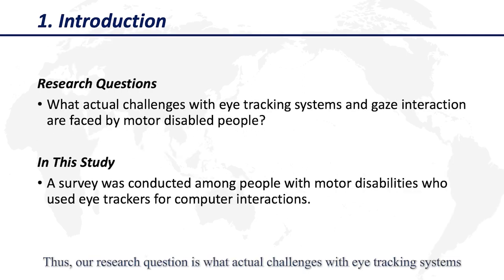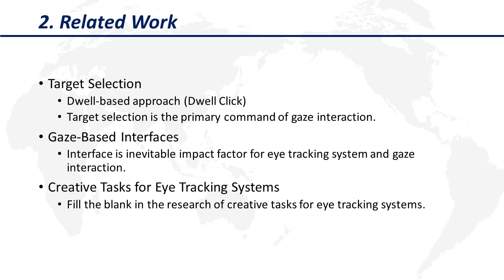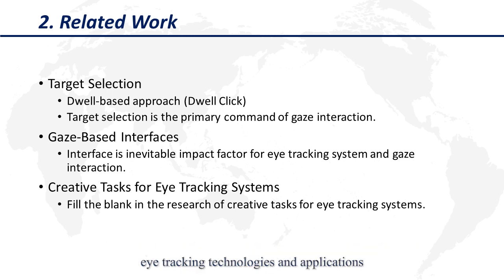Thus, our research question is what actual challenges with eye tracking systems and gaze interaction are faced by motor disabled people. The study was undertaken by conducting a survey among individuals with motor disabilities who used eye trackers to interact with computers. It then examined their user experiences across multiple aspects, including the eye tracking program, calibration, gaze interaction, and accessible applications.